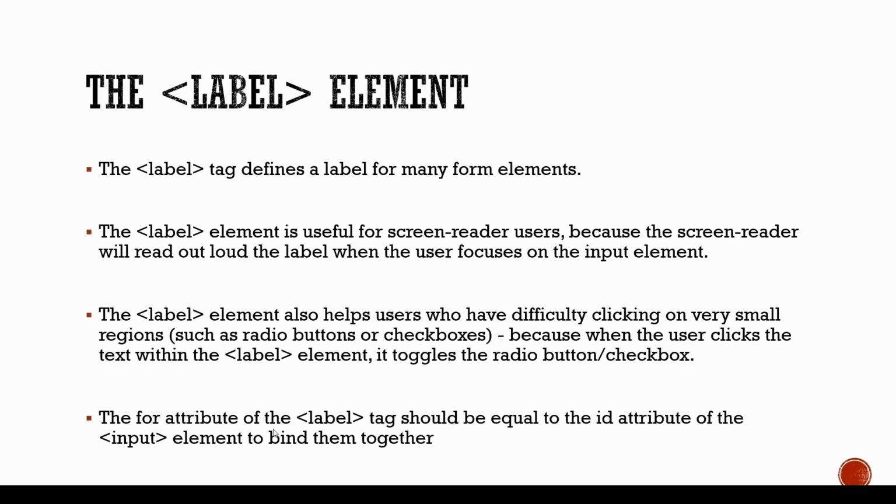The for attribute of the label tag should be equal to the ID attribute of the input element to bind them together. So this is very crucial to remember. The for attribute of the label tag will be similar to the ID attribute of the input element. Now let's have a look at them in action.